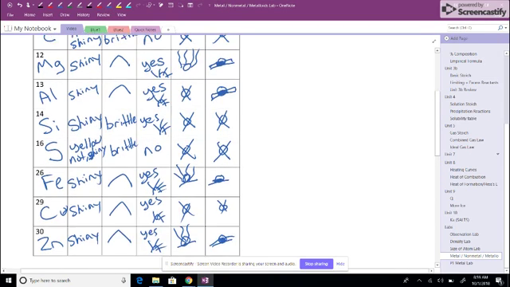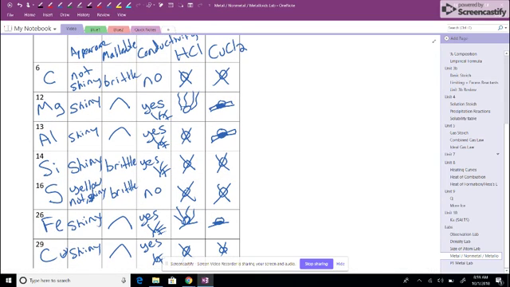Okay, so now using all of this data, you need to try and come up with a general idea about what are the general properties of metals, nonmetals, and metalloids. Remember, things might not always follow a trend, but we're just trying to come up with an overall generalization.